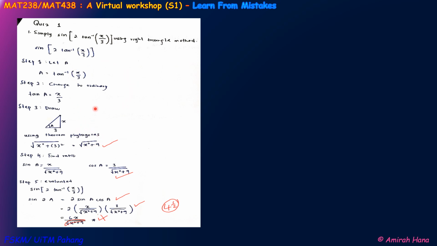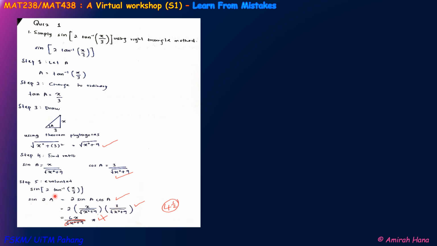Okay, ini daripada pelajar. Okay, soalan dia adalah simplify sine 2 inverse tangent x over 3, using right angle triangle. So first, dia let inverse tangent x over 3 equals to A, and then dia find ordinary tangent A, and then lukis right angle triangle, and then find the hypotenuse. Okay, and then dia tulis another trigo ratios, and then barulah dia evaluate. Okay, so betul sampai sini ya.